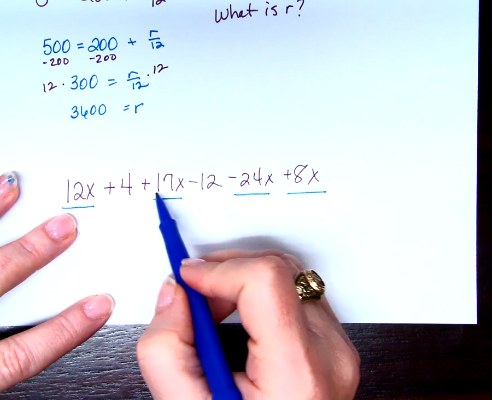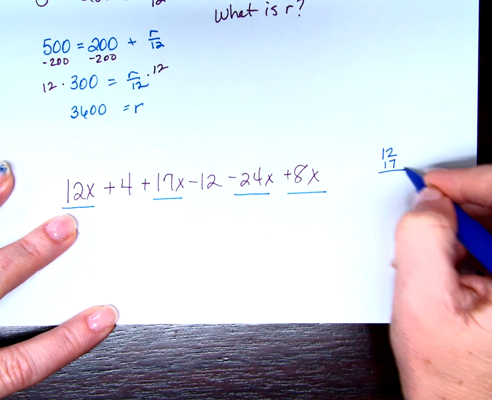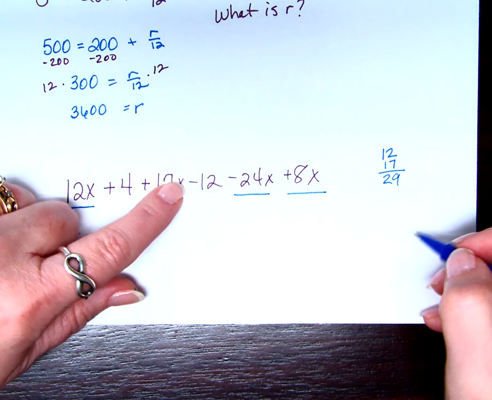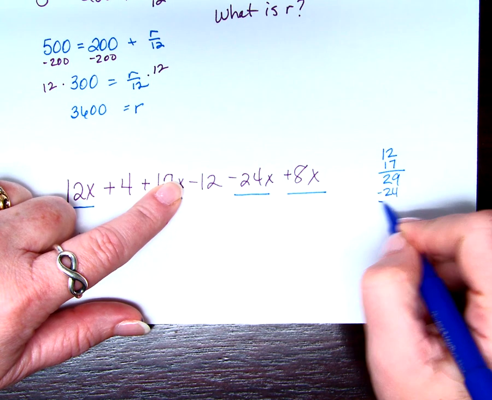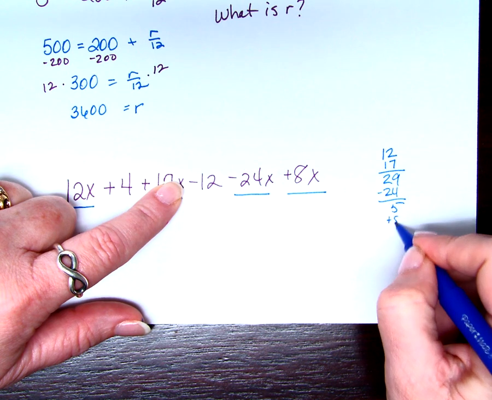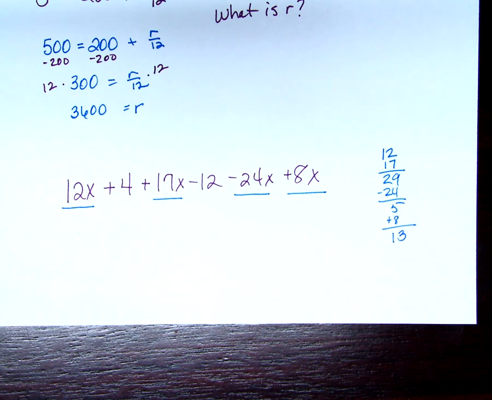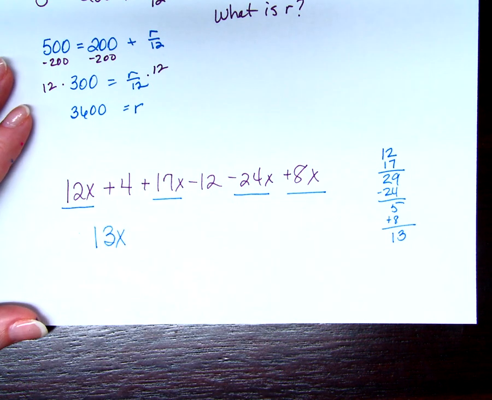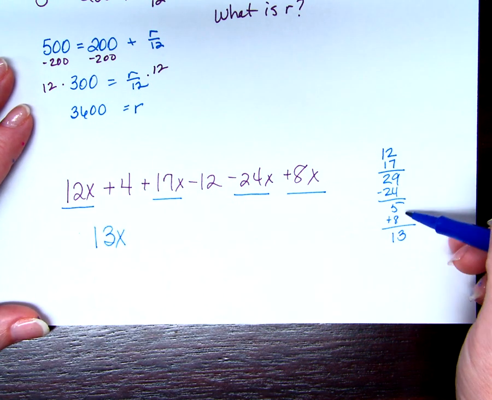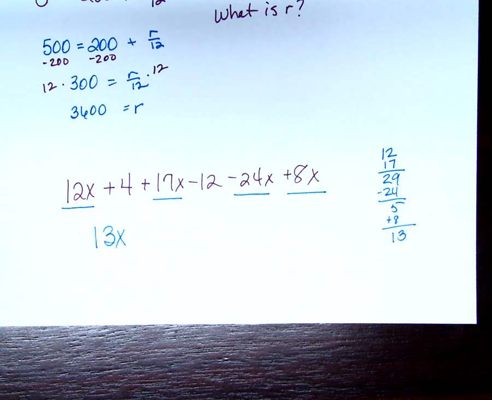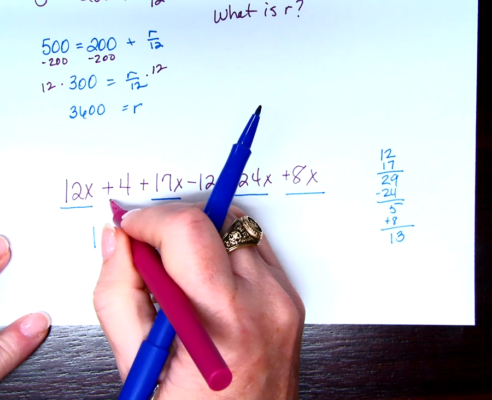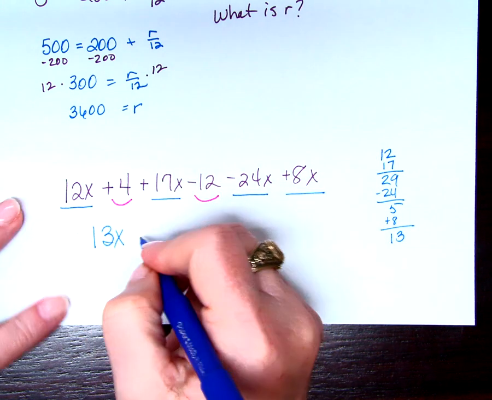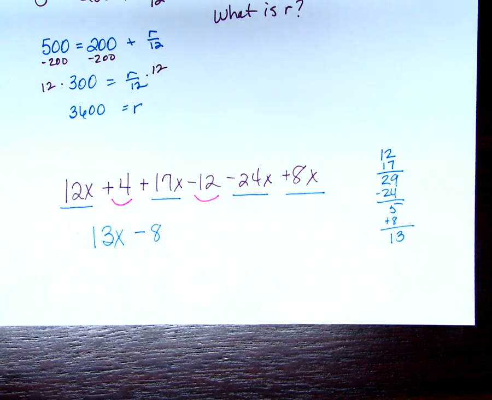So what is 12 and 17? 29. This is why we have our scratch paper, right? And then we have minus 24. And then I have plus 8. So what am I writing first? 13x. Now, is it okay if I didn't put the x's over here on all these that I did? Yeah, I was just combining like terms. I know it's going to be an x, okay? And then I have a 4 and a negative 12. So minus 8. You okay with that?